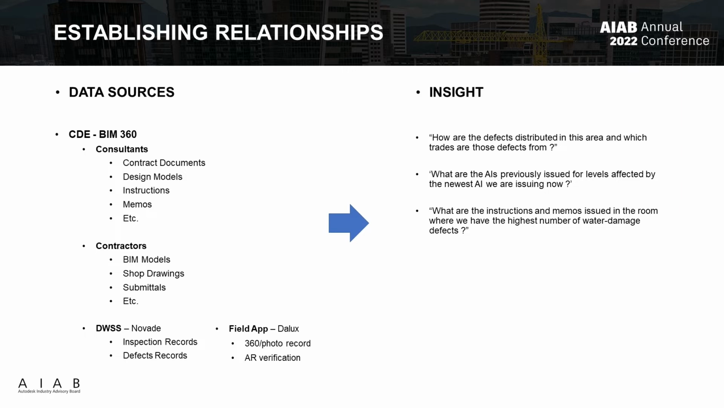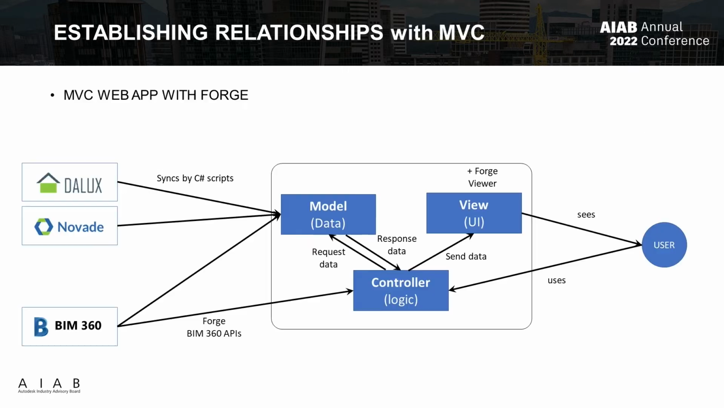How are the defects distributed in this area and which trades are those defects from? What are the AIs previously issued for levels affected by the newest AI we're issuing right now? And what are the instructions and memos issued in the room where we have the highest number of water damage defects? To get the answer to these questions, to connect the dots between these data items, we created a PHP web app based on MVC architecture.